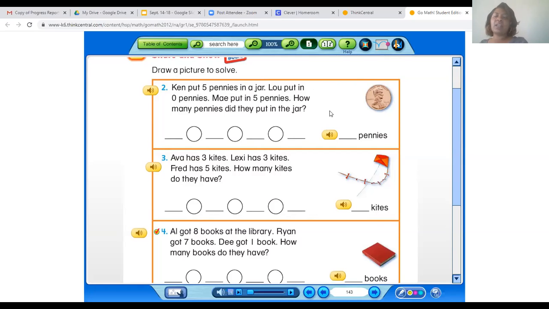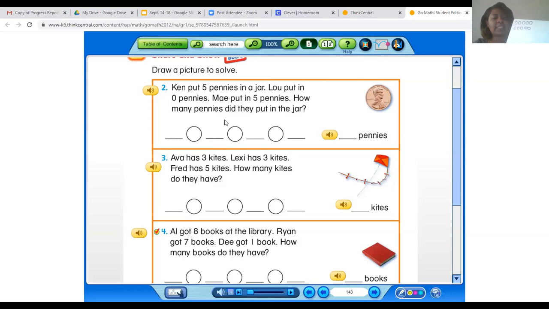All right, so we know that Ken put in 5 pennies. 1, 2, 3, 4, 5. Now Lou, I guess Lou didn't have any, so he put in 0. So we don't have to draw anything to represent 0. May put in 5 pennies. 1, 2, 3, 4, 5. All right.